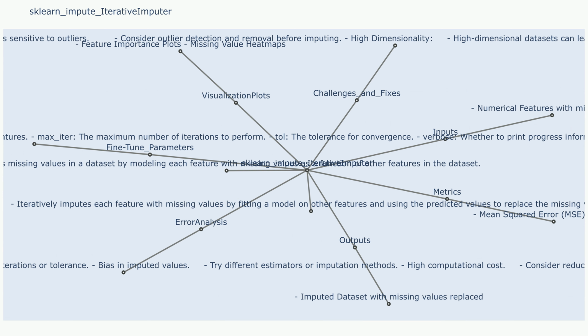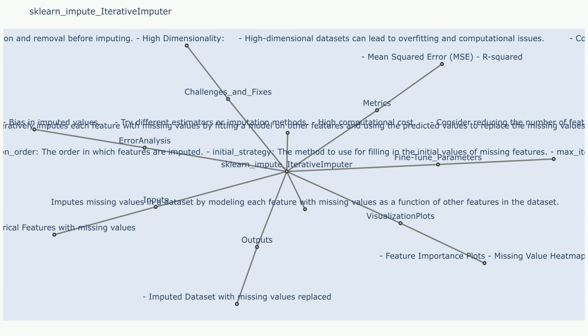Predicted mean. Sample posterior false. This method uses the predicted mean from the estimator as the imputed value, providing a deterministic imputation approach. Challenges and fixes. Challenge 1. Overfitting to the training data. Sample use case that resulted in challenge 1: using a highly complex estimator like a deep neural network for imputation when the dataset is relatively small or the relationships between features are nonlinear.